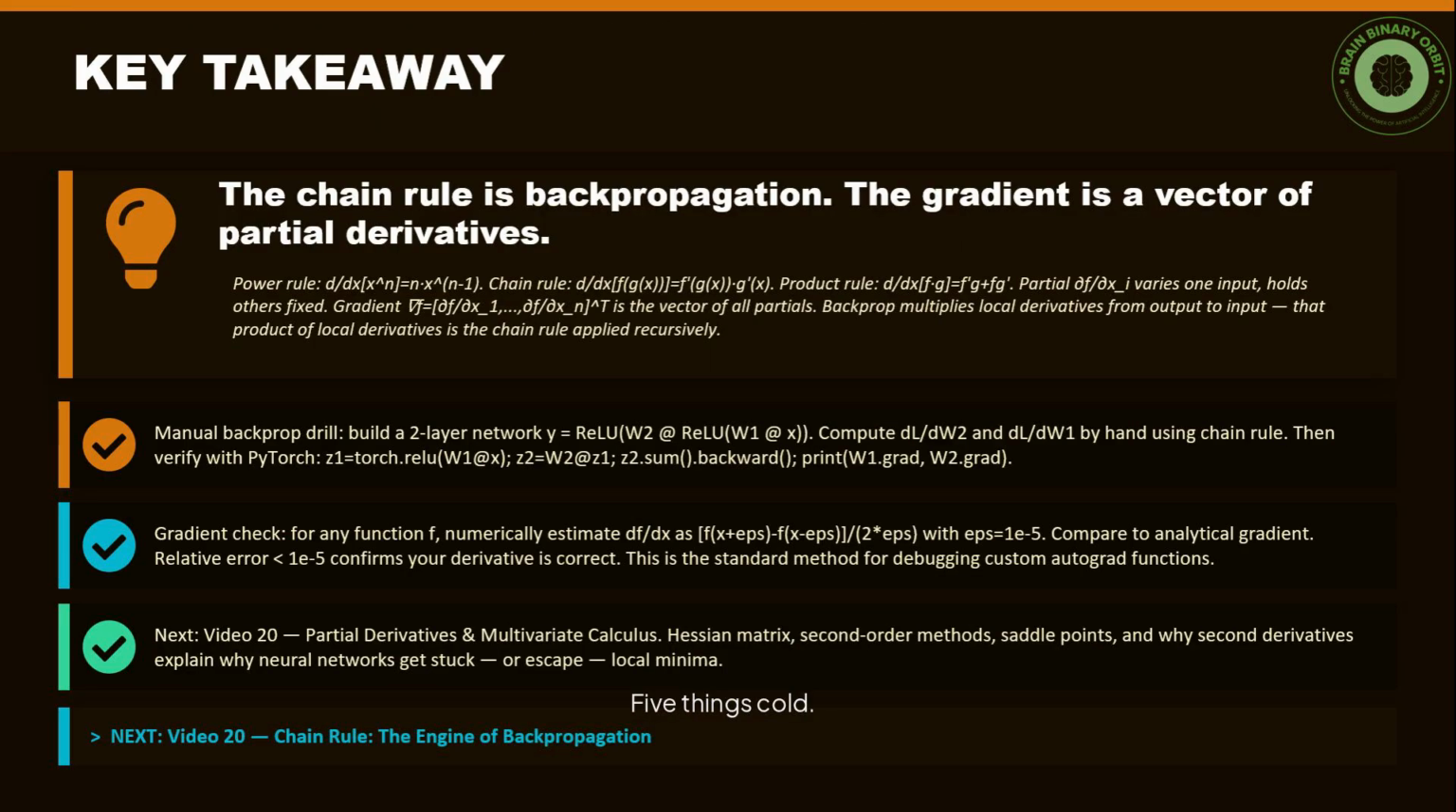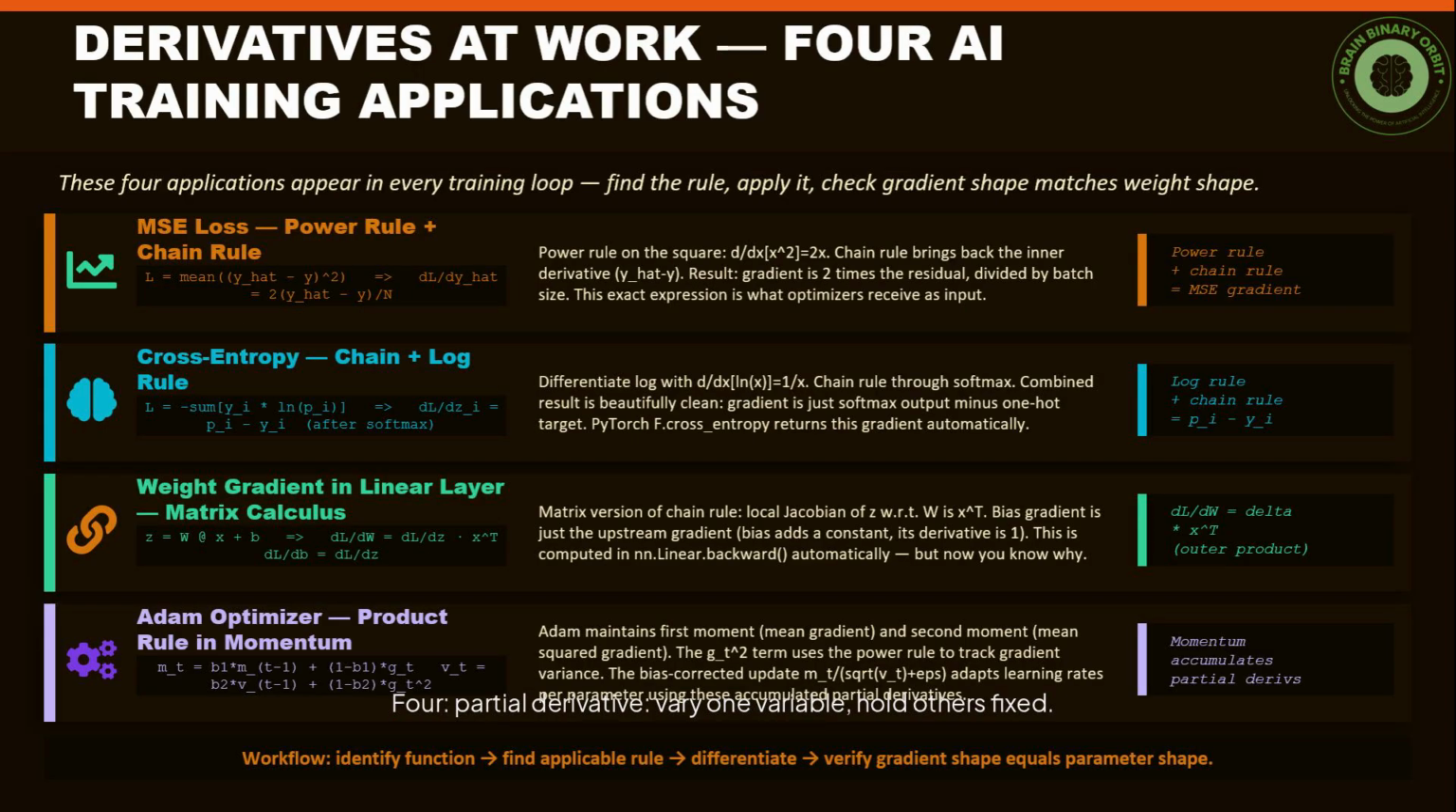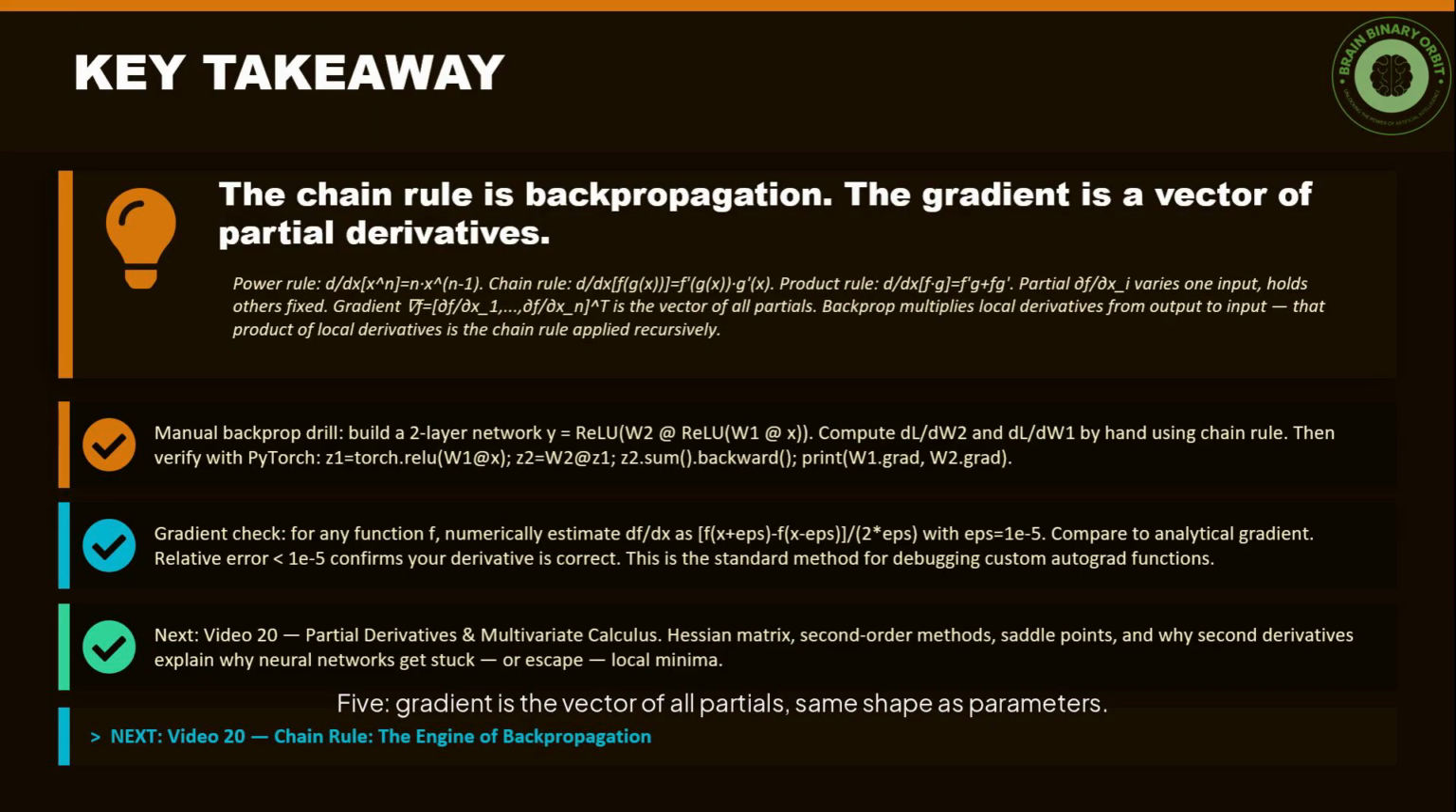5 things to know cold. 1. Power rule. d/dx x to the n equals n x to the n minus 1. 2. Chain rule. d/dx f of g of x equals f prime of g of x times g prime of x. 3. Product rule. d/dx f times g equals f prime g plus f g prime. 4. Partial derivative. Vary one variable, hold others fixed. 5. Gradient is the vector of all partials, same shape as parameters.